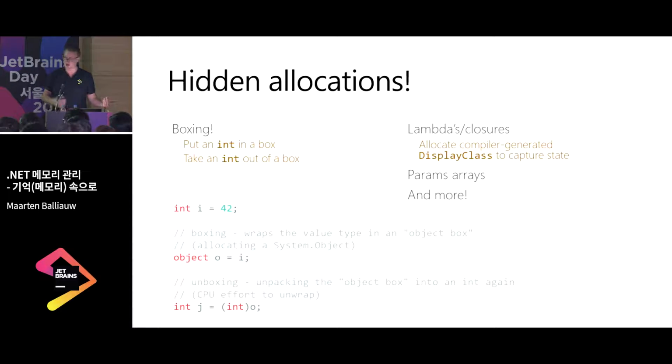point. I also added unboxing there, not because it's allocating, but because it's wasting CPU cycles because it has to follow the reference. But unboxing doesn't really allocate, but it's also not something you want to do all too often. Whenever you use lambdas or closures or whatever, there's some compiler code being generated, and that also does some hidden allocations that you may not be aware of. There's params arrays, there's a couple more things, and I'll show you in code a couple of examples of things that you may not expect that would be allocating into the managed heap.